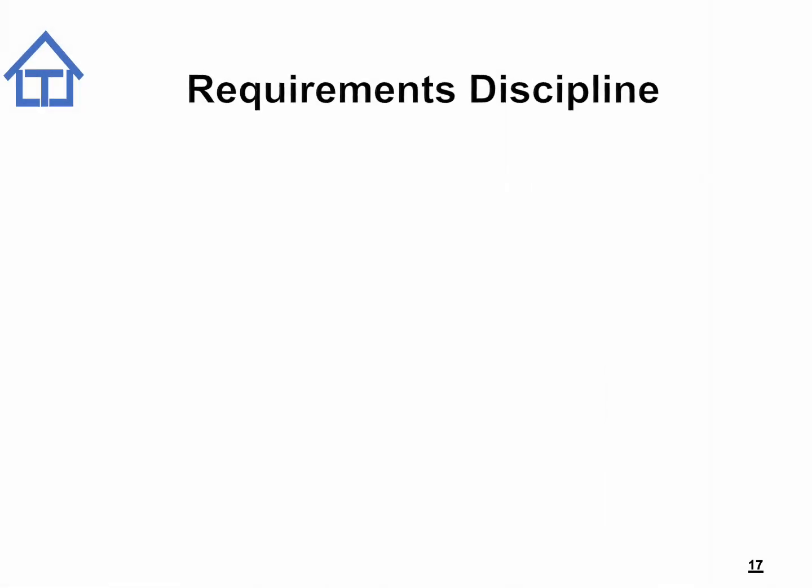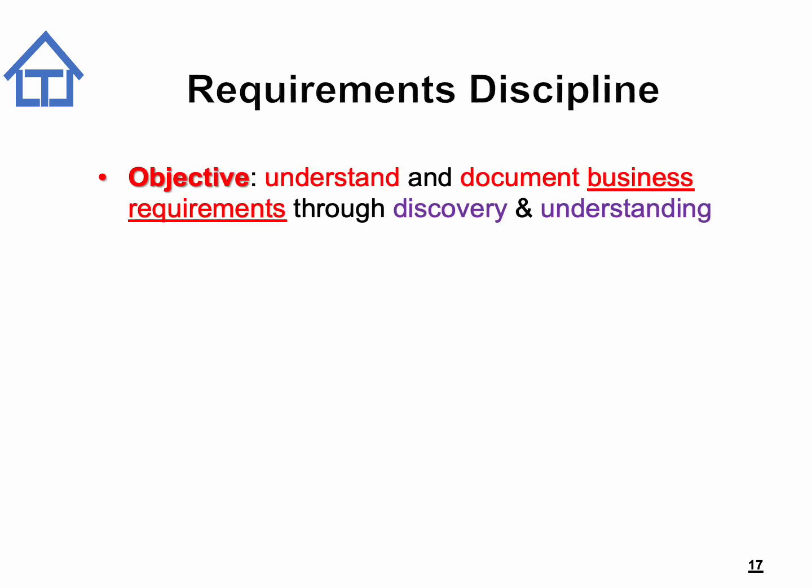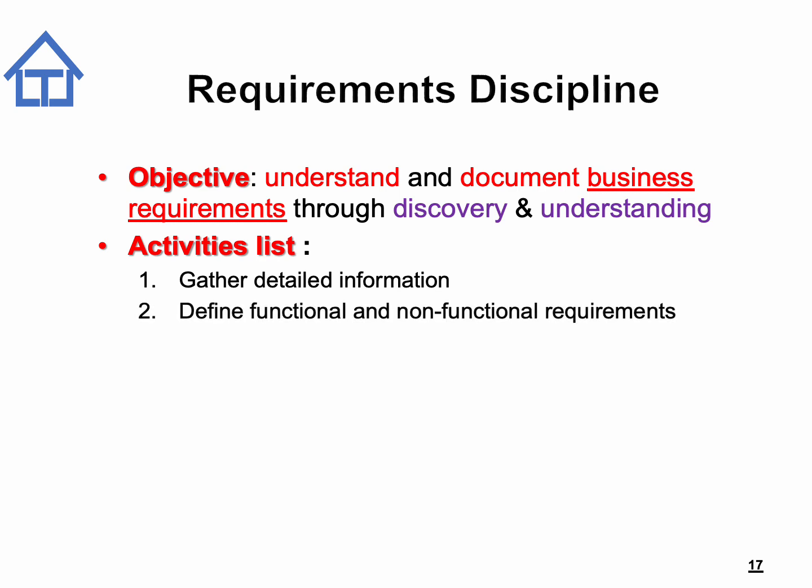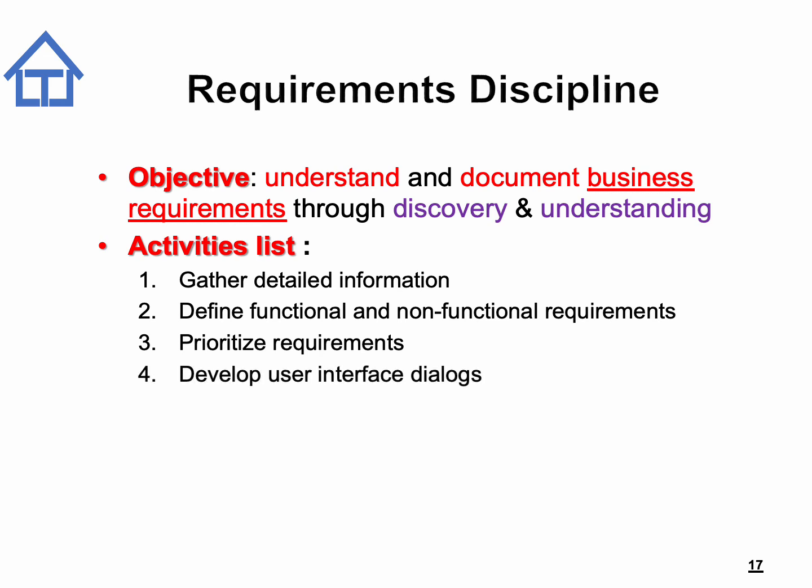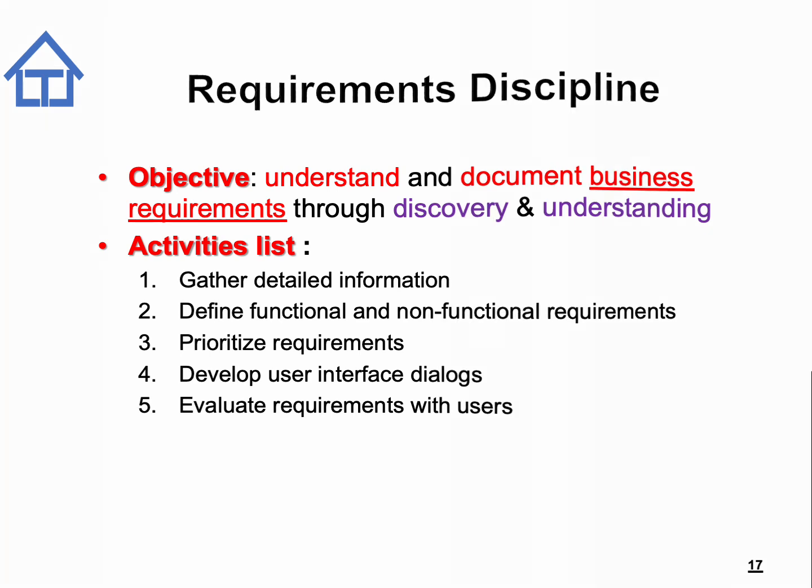The requirements discipline. The objective of the requirements discipline is to understand and document business requirements through discovery and understanding. The activities included in this discipline are gather detailed information, define functional and non-functional requirements, prioritize these requirements, develop user interface dialogues for these requirements, and finally, to evaluate these requirements with the users.